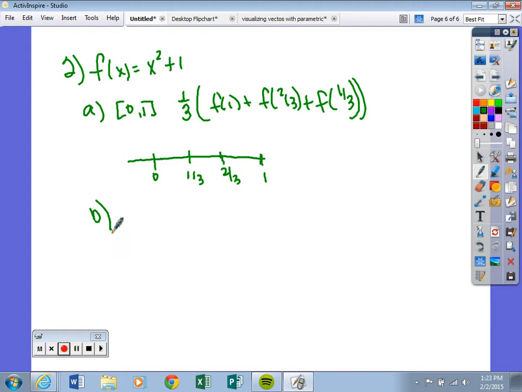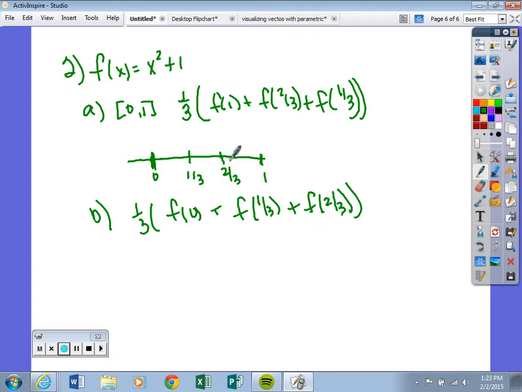On B, identical question, but now we're coming at it with a left-hand sum, okay? And so if I'm pulling from the far left, I now start at 0 instead of starting at f of 1. So it'll still be 1/3, but it'll be f of 0 plus f of 1/3 plus f of 2/3, and I'll never make it over to that one. The last rectangle ends right here.